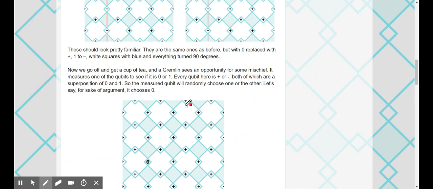Now we go off and get a cup of tea, and the gremlin sees an opportunity for some mischief. It measures one of the qubits to see if it's 0 or 1. Every qubit here is plus or minus, both of which are superpositions of zeros and ones. So the measured qubit will randomly choose one or the other. Let's say for the sake of argument, it chooses 0.